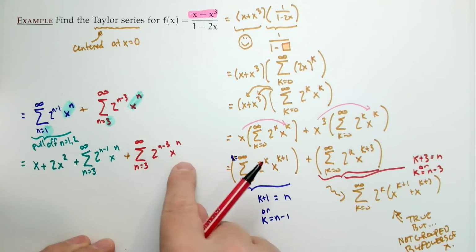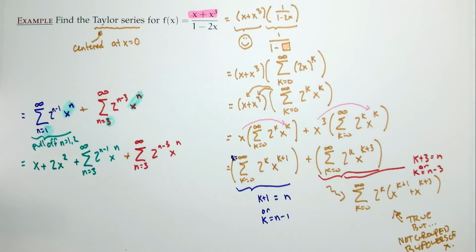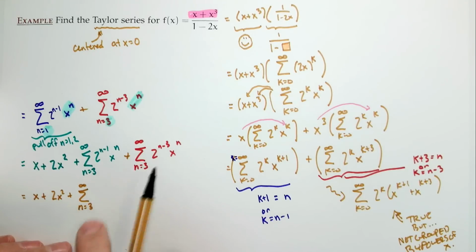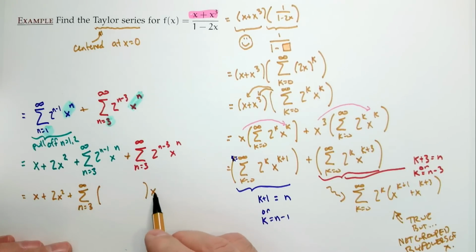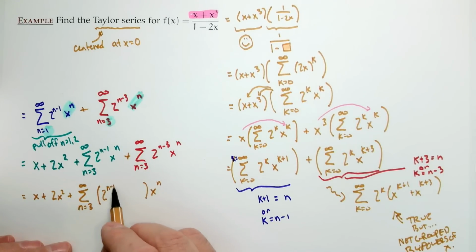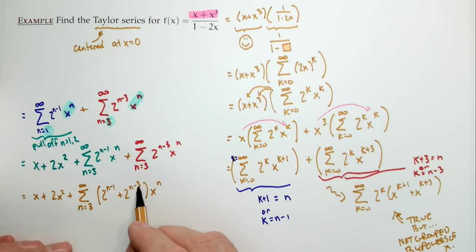They both look like x to the n. Oh, good news for us. Actually, fantastic news for us, because now we can put everything together. So what do we end up with? Well, we end up with x plus 2x squared plus the sum from 3 to infinity. And now it's one single sum. I'm going to just write this. Now both terms have x to the n, so it's 2 to the n minus 1 and 2 to the n minus 3.